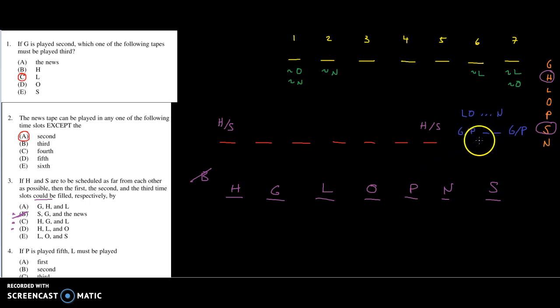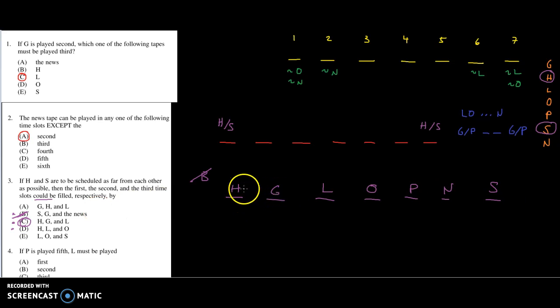Doesn't look like we've created a contradiction. Yeah, there's no contradiction there, so it looks like we're done. Yeah, boom, there it is. We didn't break any of our rules. Let's just kind of review that for a second. So C looks like our correct answer.